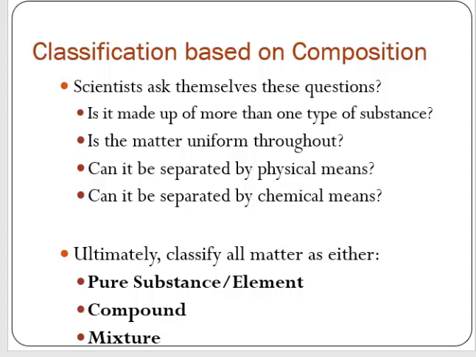When we base them on composition, we ask ourselves a few things. One, is it made up of more than one type of substance? Is the matter going to be uniform throughout? Can that matter be separated by physical means, or can it be separated by chemical means? Ultimately, using these questions, we can define matter into 3 categories. We can call them a pure substance, which is an element or a compound, or it can be a mixture.